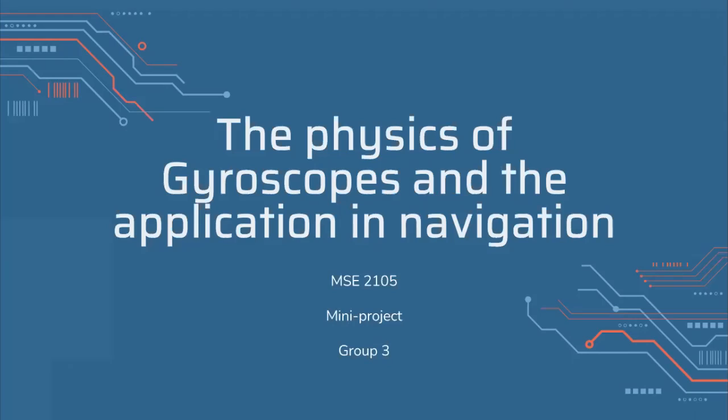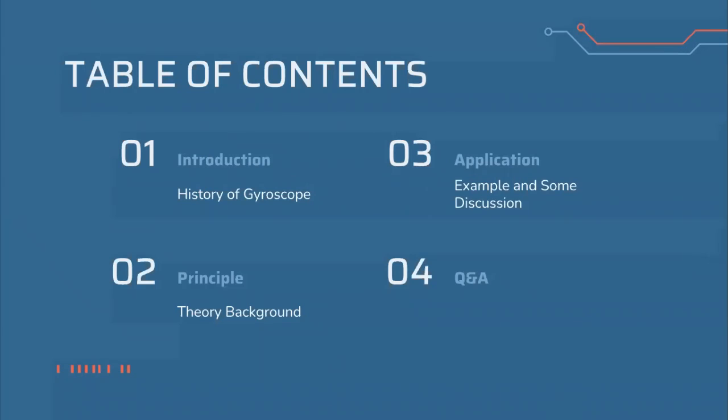Okay, hello everyone. This is Group 3. Our title is about the physics of gyroscopes and the application in navigation. Here's our table of contents. The first part is the introduction.